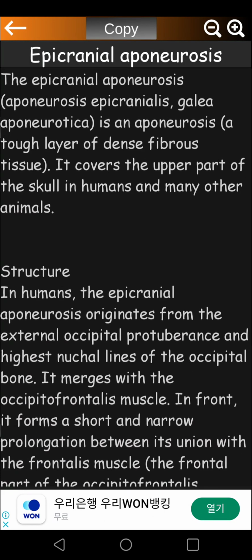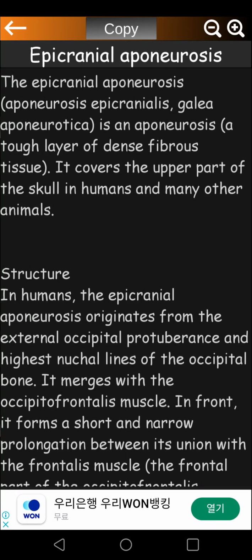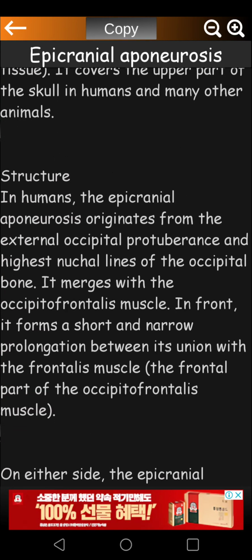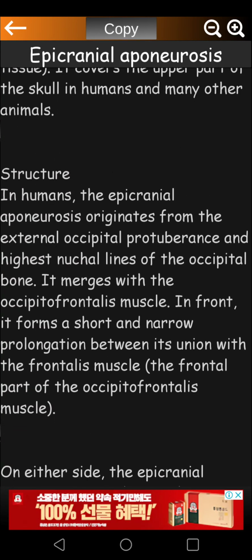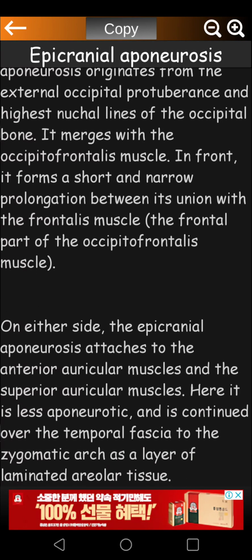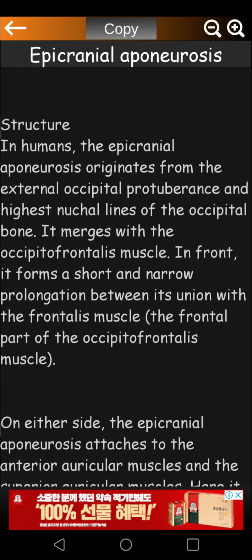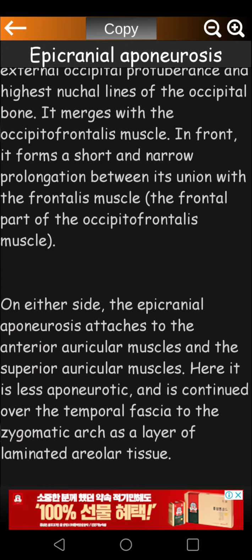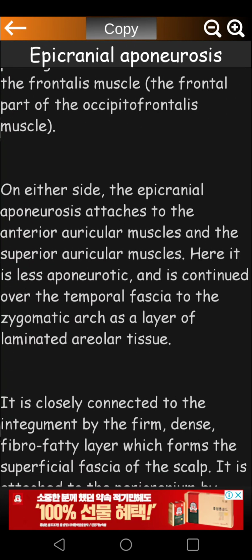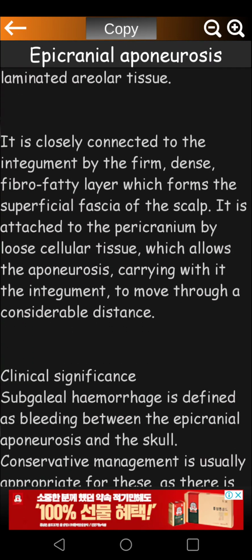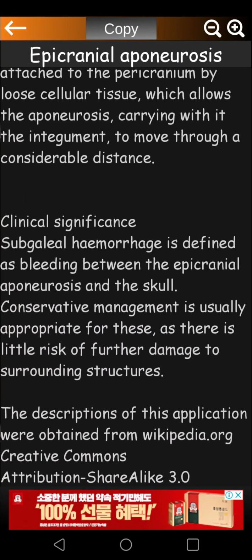The epicranial aponeurosis is a tough layer of dense fibers. It covers the upper part of the skull in humans and many other animals. Aspects include the frontalis, auricular, and fibropathy, with risk of further damage.